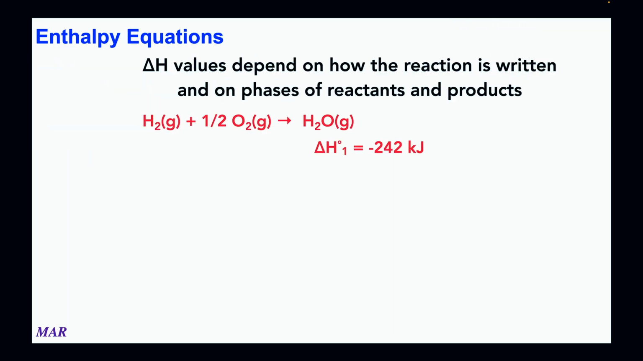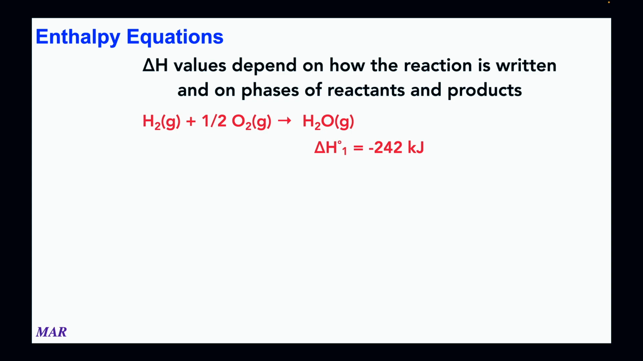Delta H reaction values depend on how the reaction is written, and it also depends on the phases of your reactants and products. So let's look at this reaction, which is hydrogen gas and half of an oxygen molecule making water. And again, I don't usually like using fractions, but there's going to be something coming up where I have to use fractions too. Either way, this delta H is minus 242 kilojoules, so it's exothermic.